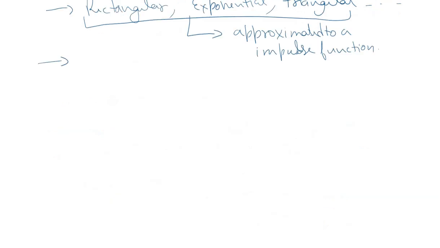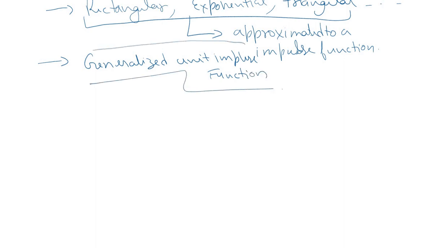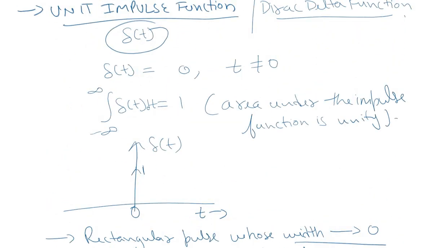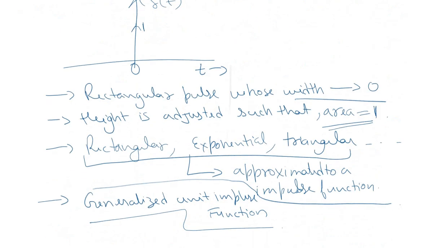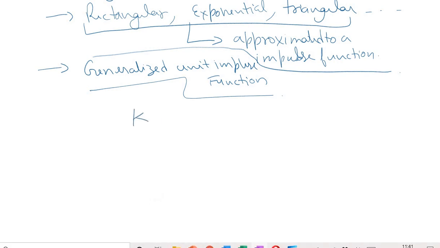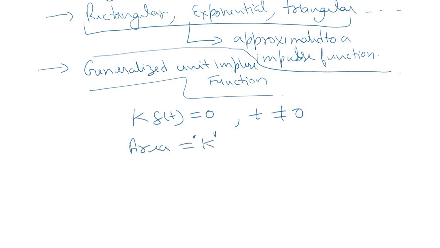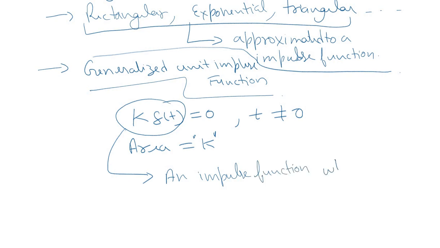We may also generalize the unit impulse function. And the reason for the generalization is that if you look at this above equation, that is delta t equal to 0 for t not equal to 0, and if this equation is valid, then we can say that k times delta t will also be equal to 0 for t not equal to 0. Correct? But here the area is what? K. Area here in this case will be k. So we'll call this k times delta t an impulse function with area k.